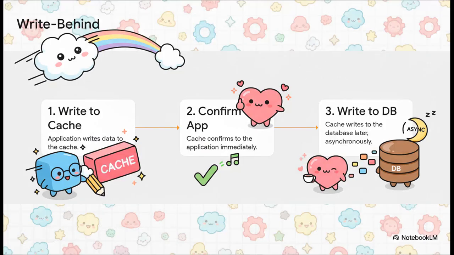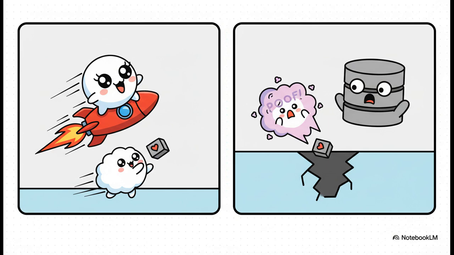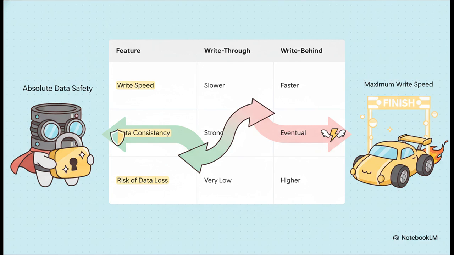Now, write-behind is all about speed. The app writes to the cache and just moves on, instantly. You get a huge performance boost. But there's a catch. Risk of data loss if the cache fails. So you see the choice here, right? Is it all about safety or all about speed?